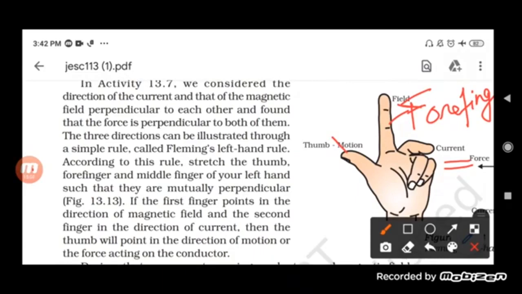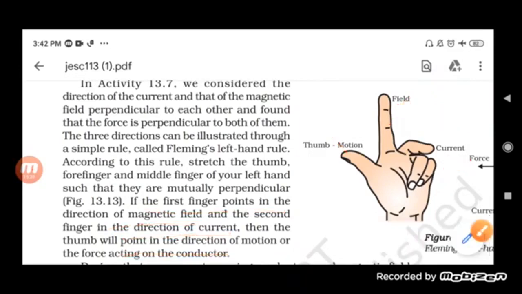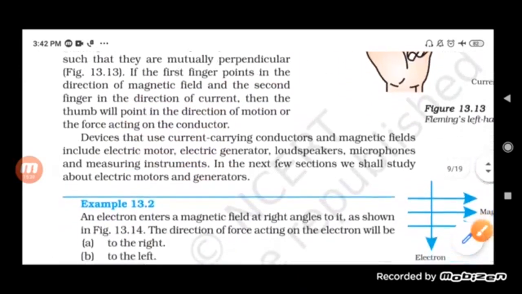So here it is written that if the first finger points in the direction of the magnetic field and the second finger in the direction of the current, then the thumb will point in the direction of motion or the force acting on the conductor. So if the force is acting on it, then the thumb will represent the direction of the motion of the current carrying conductor, students.